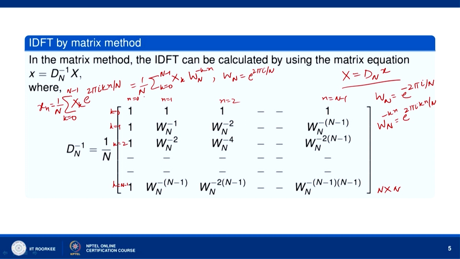So, this 1 by N comes here. Okay. X k is the column vector X naught, X 1, X 2, and so on, X N minus 1, and this matrix W_N to the power minus kn is here. So, D_N inverse is this, D_N inverse will be multiplied by X to get the sequence x.